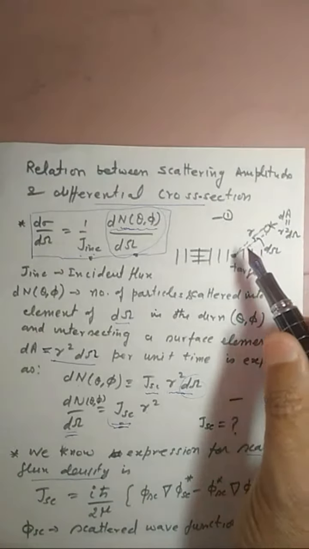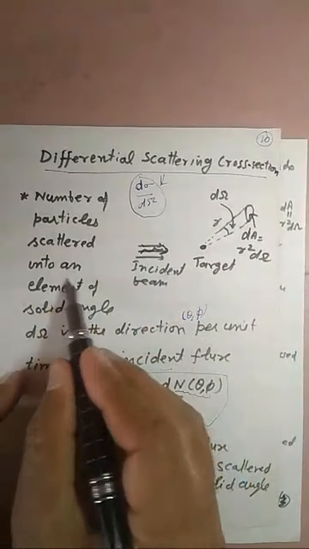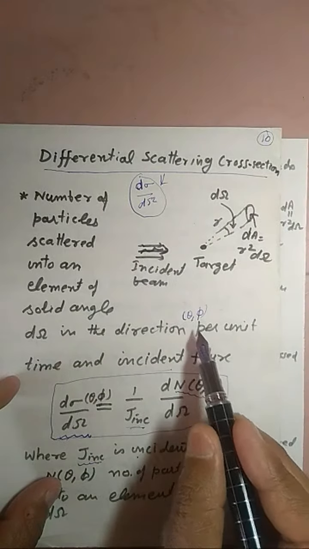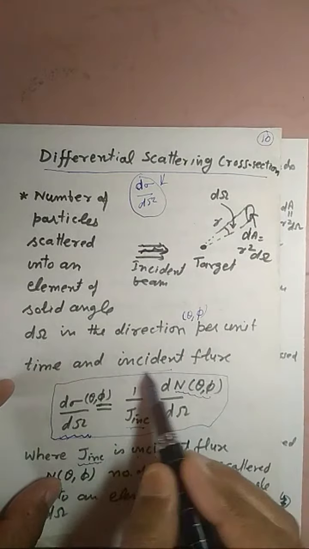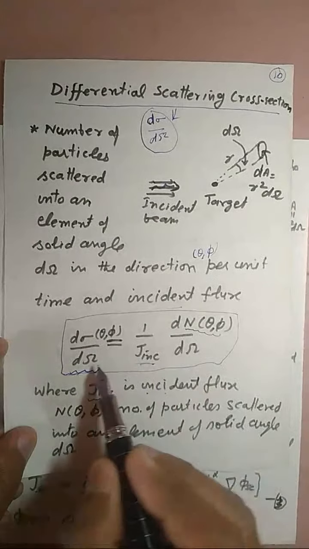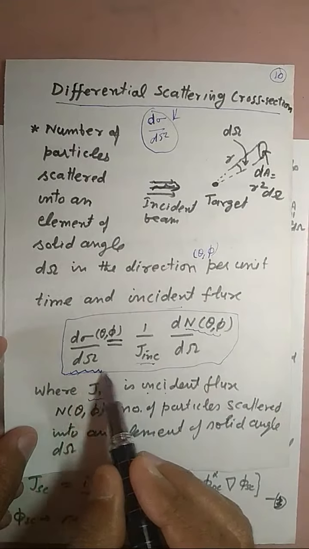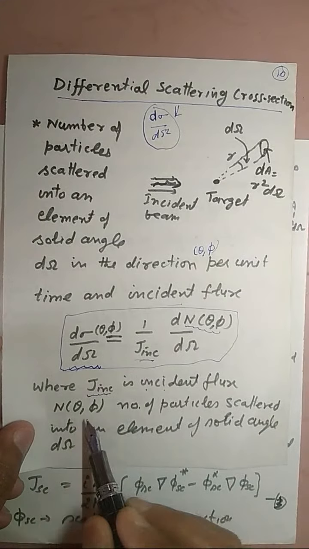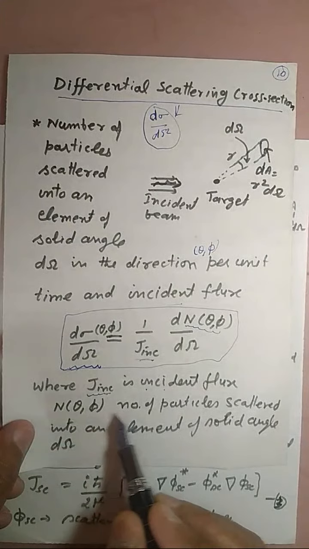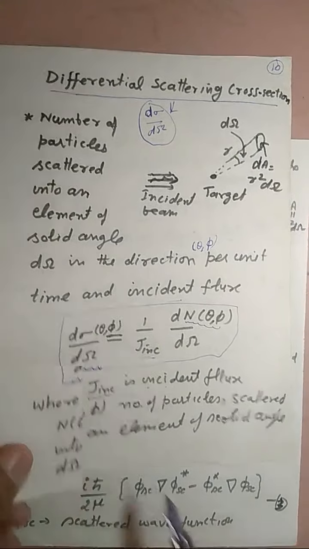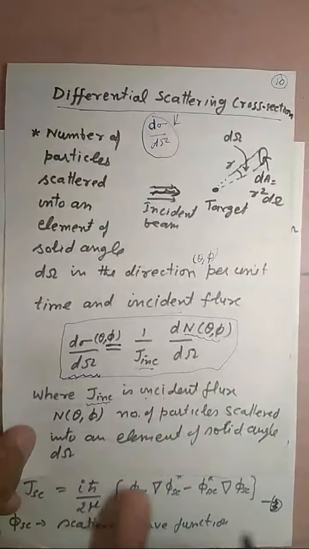all directions. And we define the differential cross section as the number of particles scattered into an element of solid angle d omega in the direction of theta phi per unit time and incident flux. So here we define this mathematically for the differential cross section, where j incidence is the incident flux, and the function of theta phi represents the number of particles scattered into an element of solid angle d omega. We have discussed this earlier.